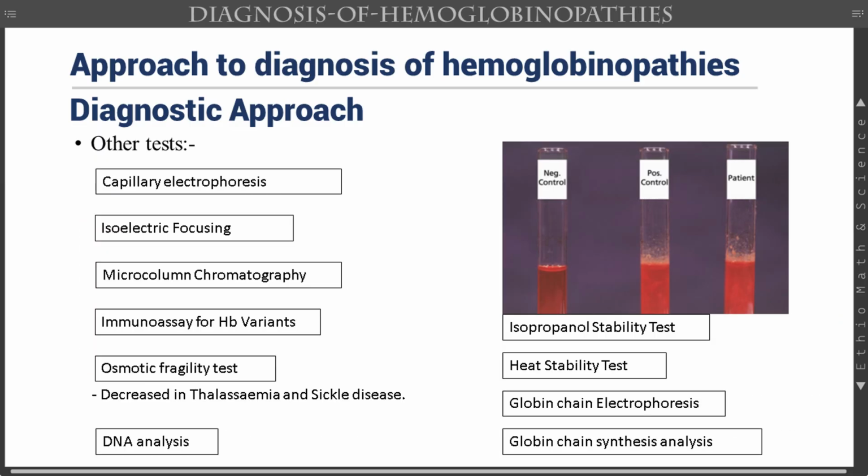When initial tests don't give a full answer, we move to advanced methods. DNA analysis for specific mutations, globin chain synthesis studies, globin chain electrophoresis, and immunoassays for variant hemoglobins. Other tools include heat stability testing, isoelectric focusing, microcolumn chromatography, and capillary electrophoresis. Put together, these methods let a laboratory identify the exact variant or thalassemia genotype behind a patient's abnormal blood results.